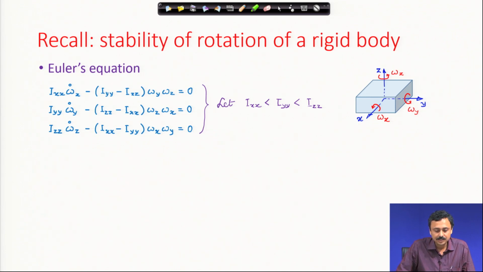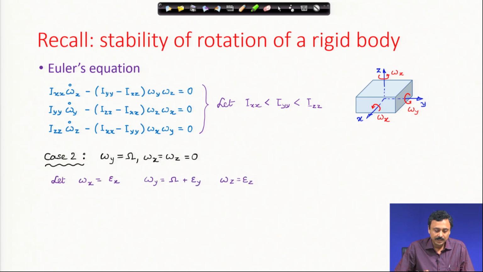Recall, we had discussed this Euler's equation. Whenever we discuss rigid bodies, unsymmetric rigid bodies, we consider this body fixed frame. Here I have shown this x, y, z as the body fixed frame of an unsymmetric body, and I have considered this ordering, I_xx is less than I_yy is less than I_zz. We have the Euler's equation written in body fixed frame, and this frame is the principal body fixed frame. Therefore, we have this Euler's equation in very simple form.